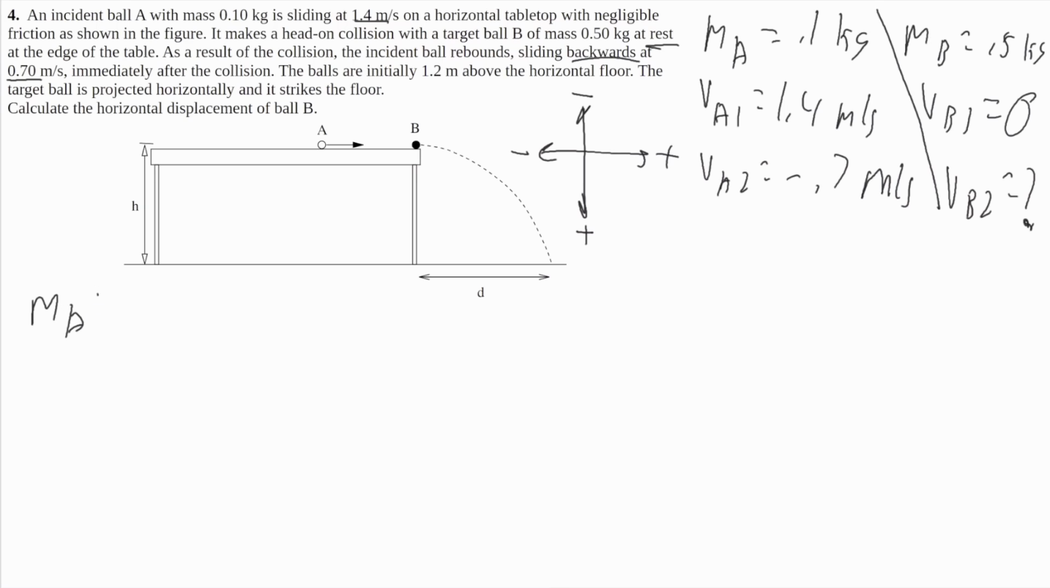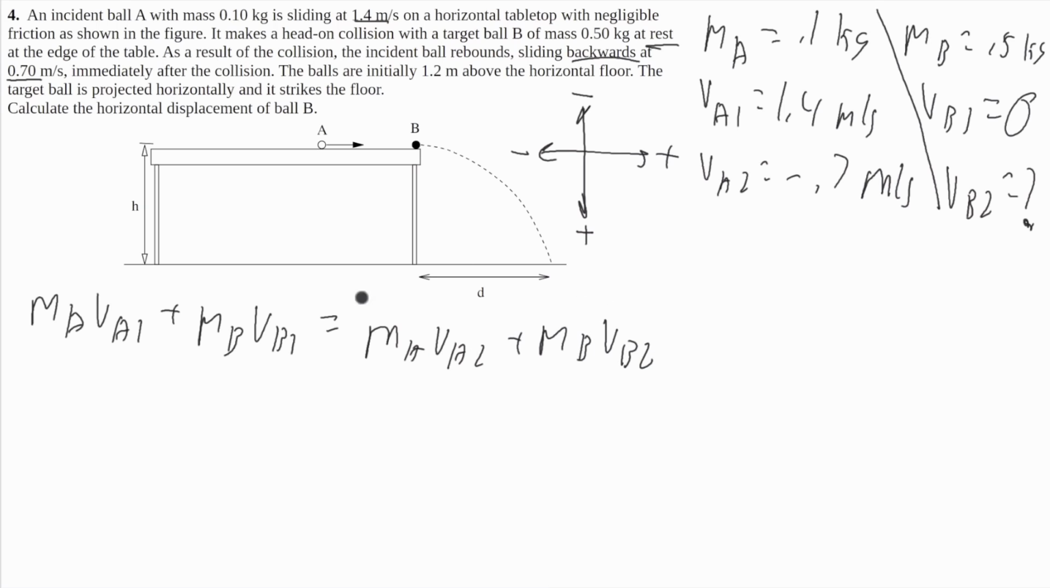It'll be MA VA1 plus MB VB1 is equal to MA VA2 plus MB VB2. And all this equation is saying that the initial momentum of ball A plus the initial momentum of ball B is going to be equal to the final momentum of ball A plus the final momentum of ball B. So we said that VB1 is 0, so I'll cross that out.